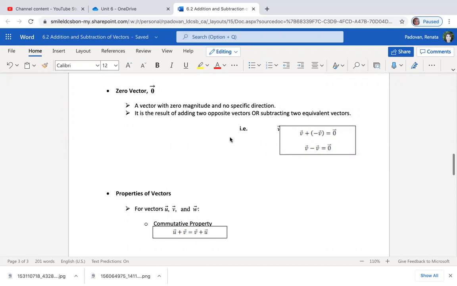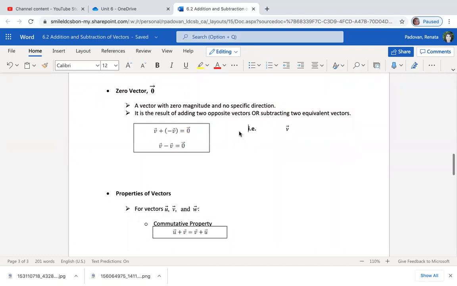I'm just going to try to move this over. I had it, there we go, perfect. Hopefully it stays like that.